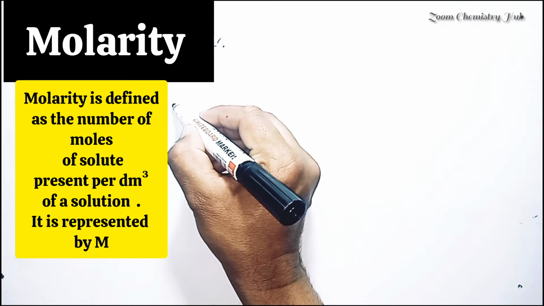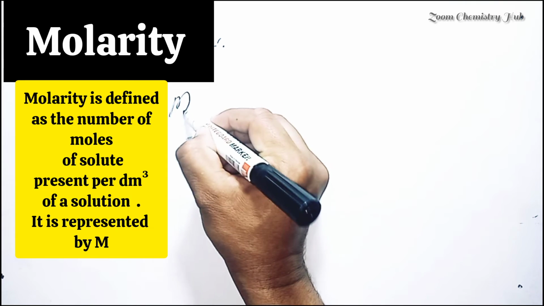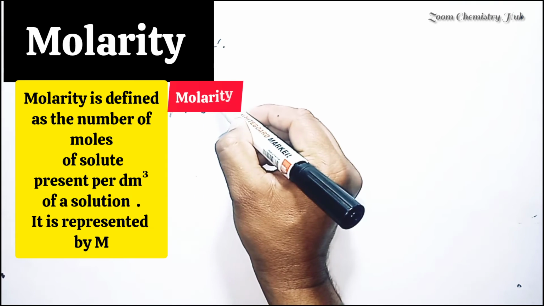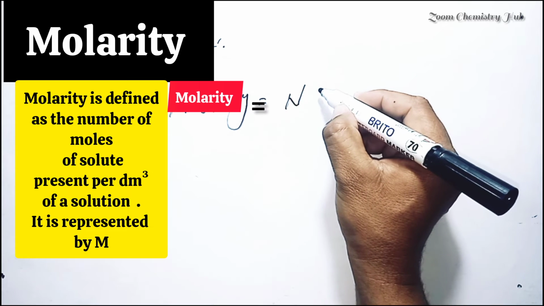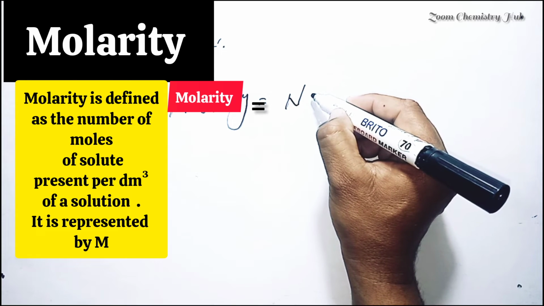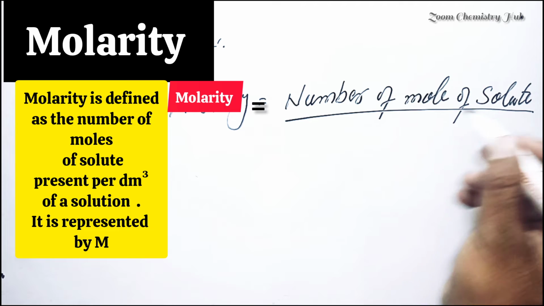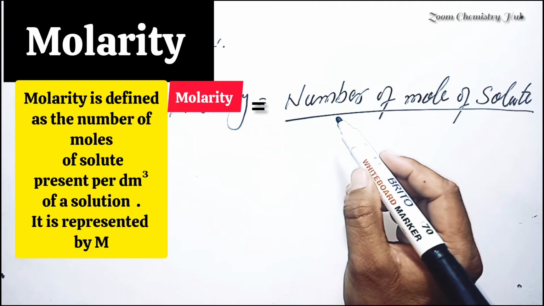That is the formula: number of moles of solute divided by volume of solution in decimeter cube.